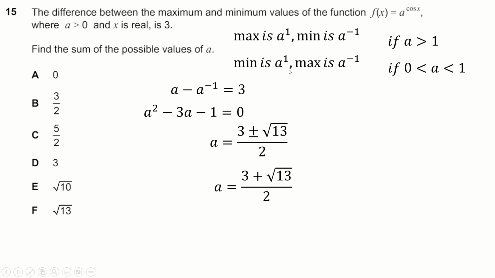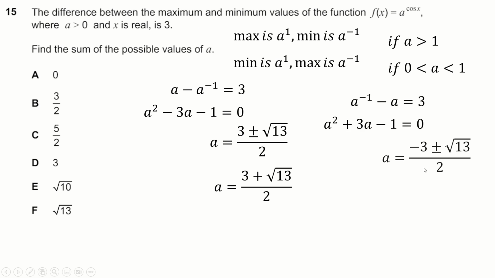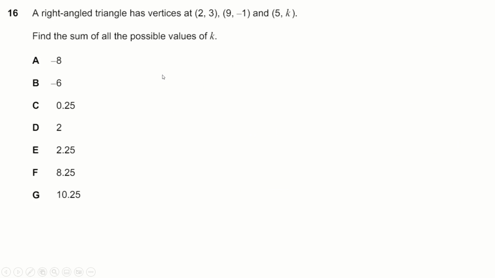But we also have the other case where actually it's going to be a to the minus 1 minus a to the 1, because the difference between the maximum and minimum is now this minus this, right? And that's equal to 3. So now we do the same thing and we end up with this. But again, only one of these is between 0 and 1, and that's the plus case, of course. And these are our two answers for a, which if we add together, the non-irrational parts will cancel out, and we'll just end up with root 13 over 2 plus root 13 over 2, which is root 13. Kind of an interesting question, also quite difficult to think through, I guess.